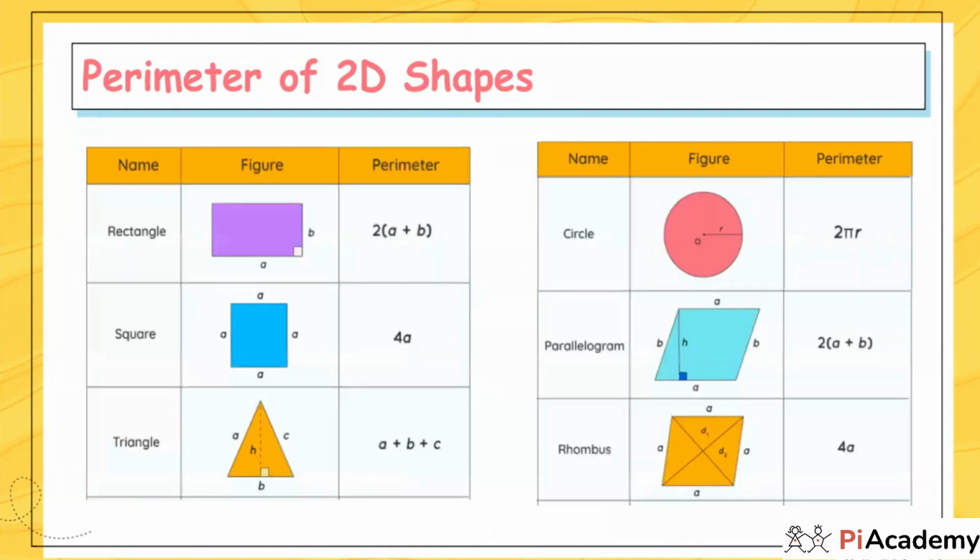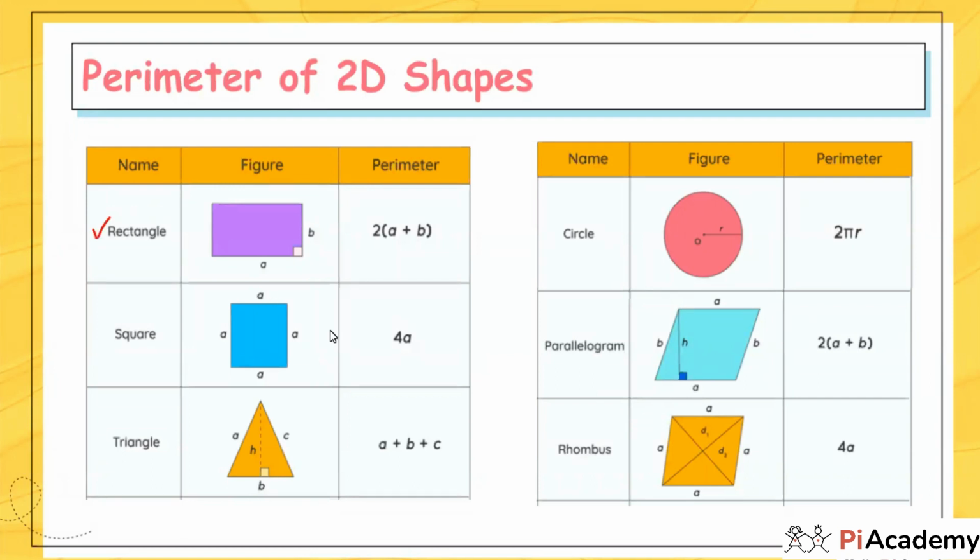Let's move ahead and talk about all the formulas of 2D shapes. It's very clear that we have to add all the boundaries, all the sides of any given 2D shape. But if you want to memorize, then we have some formulas, okay?